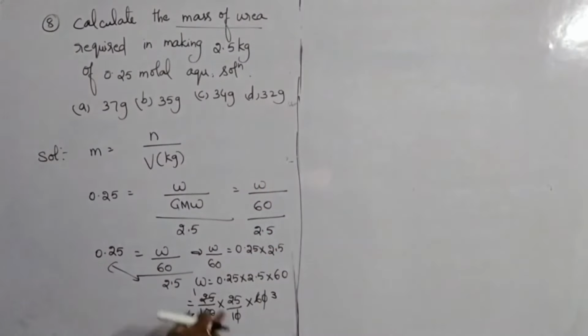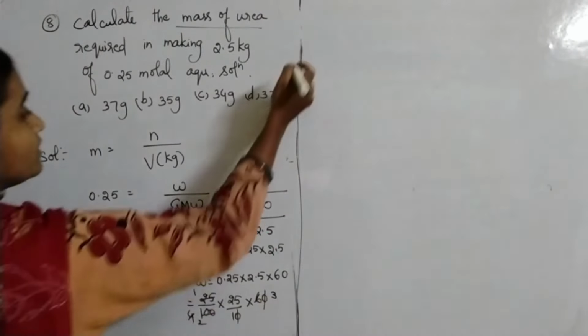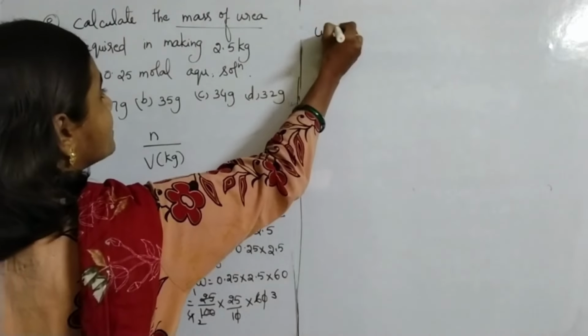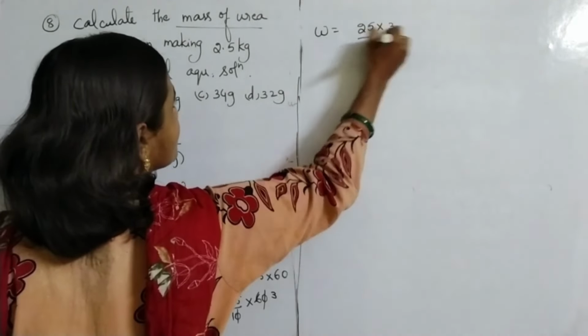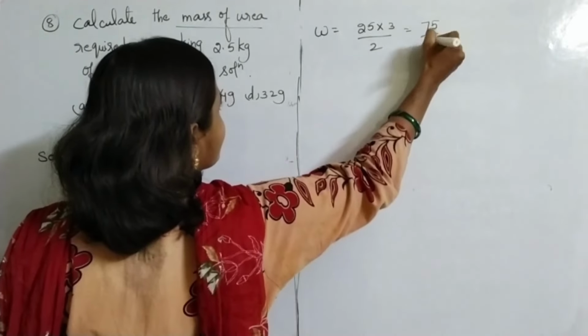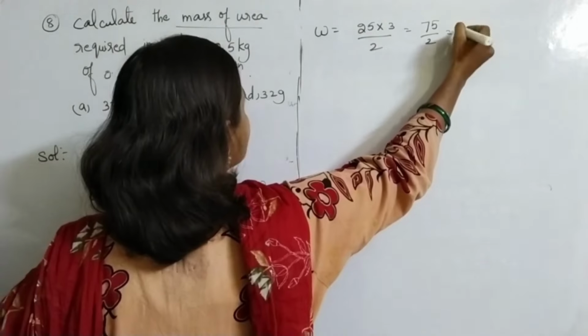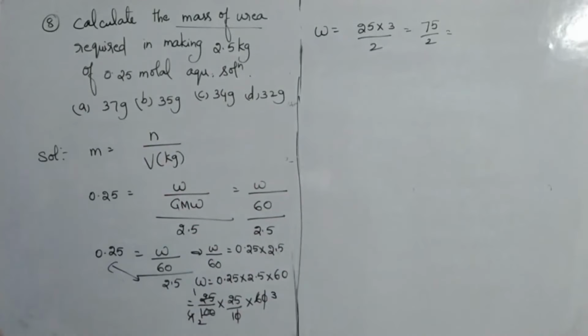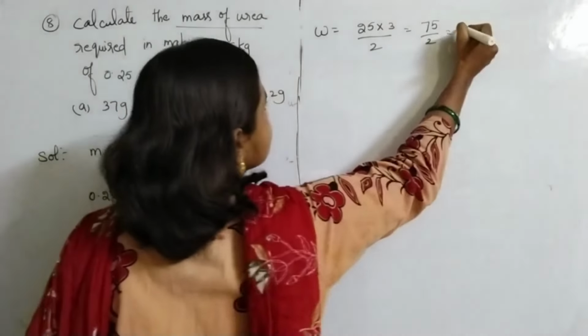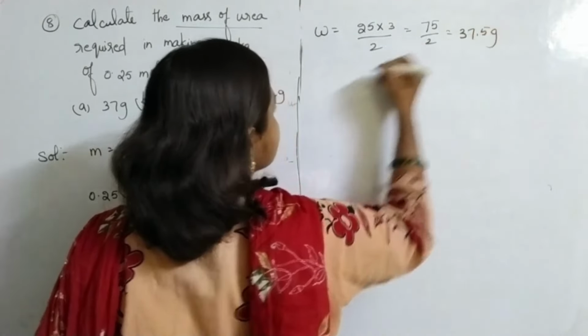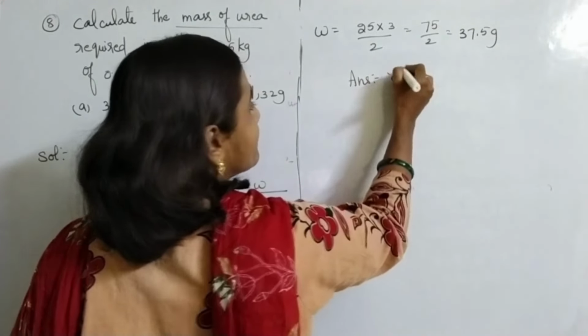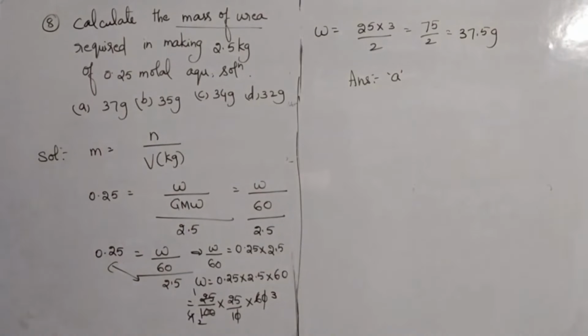Okay now, just check this. 25 into 3 by 2. Okay, small w is equal to 25 into 3 by 2 means 75 by 2. How much you will be getting? 75 by 2, 37.5. Isn't it? 37.5 means answer is A. 37.5 grams. So answer is how much? A. Okay. So like this you will be getting certain numericals.